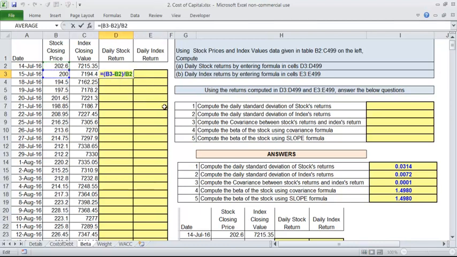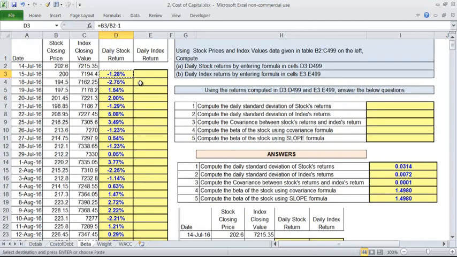Or you can see in this what we are doing is B3 minus B2 divided by B2. So essentially you are dividing both terms by B2. So you can say it is B3 by B2 minus 1. That you can also write. So it can be written as B3 divided by B2 minus 1. This will also work. I would suggest you use this formula and then you can double click and it will get copied to all the other cells.